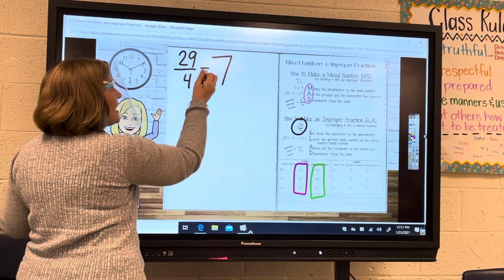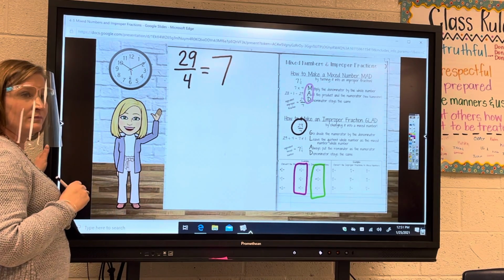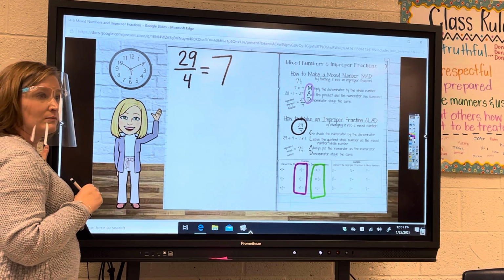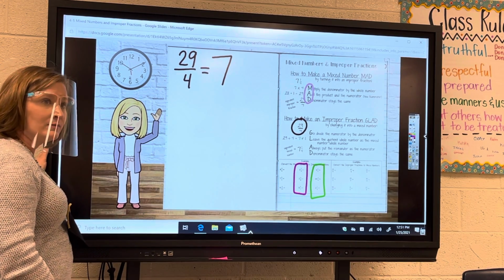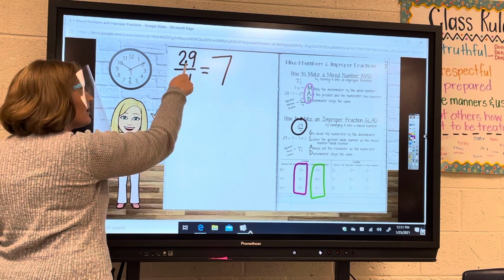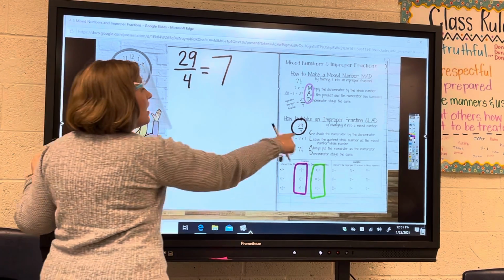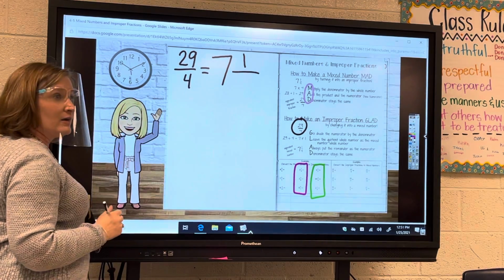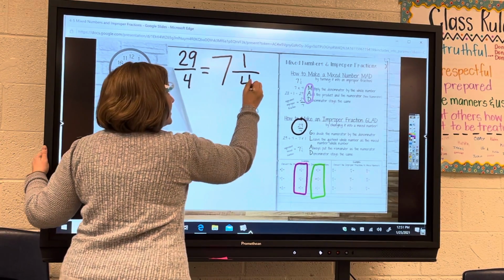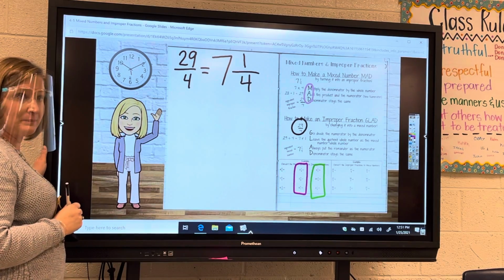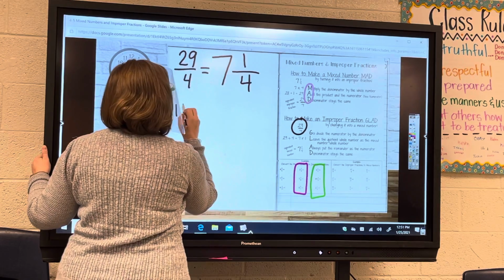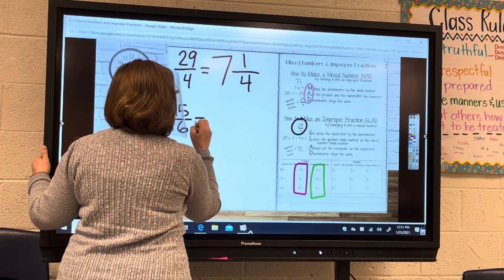So, 4 times 7 is, y'all, what's 4 times 7? 28. So how many are left over? 1. Always put the remainder as the numerator and the denominator stays the same. Okay? So let's try that first column together.